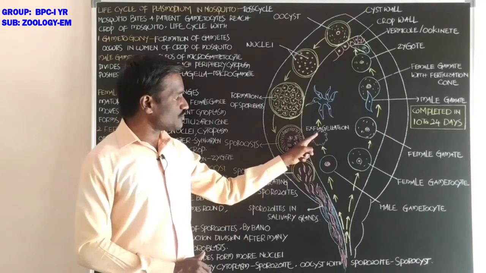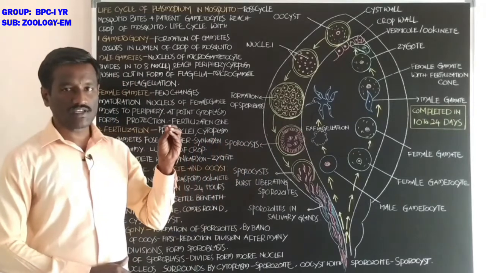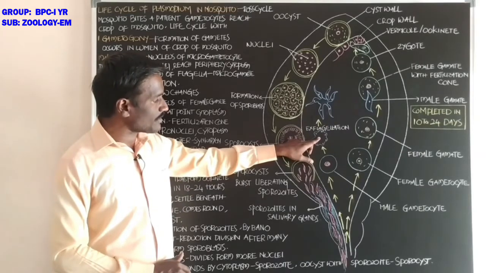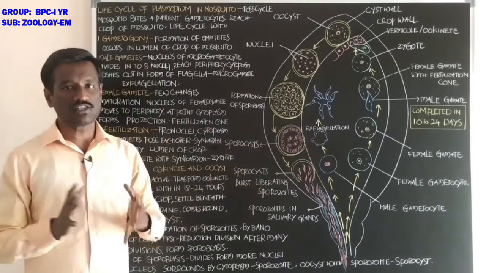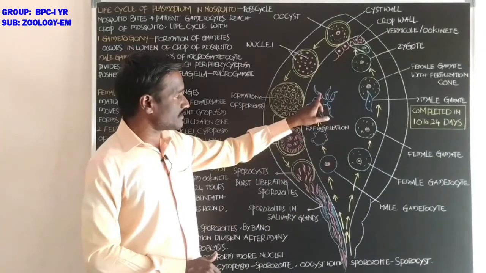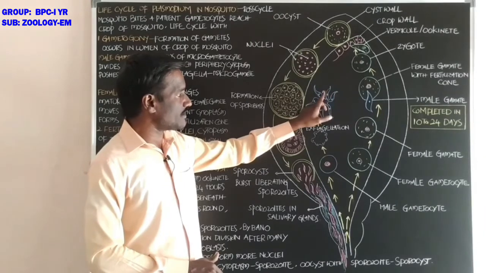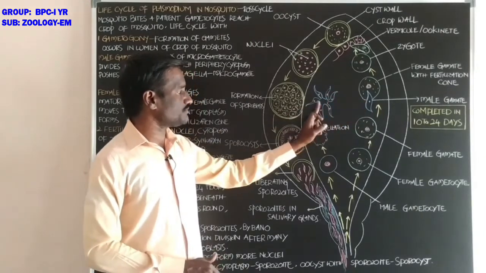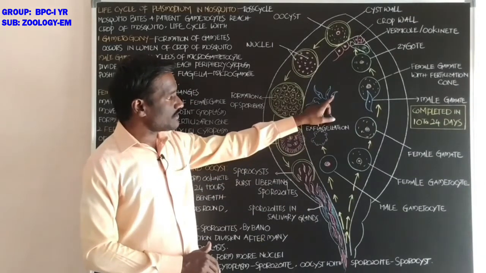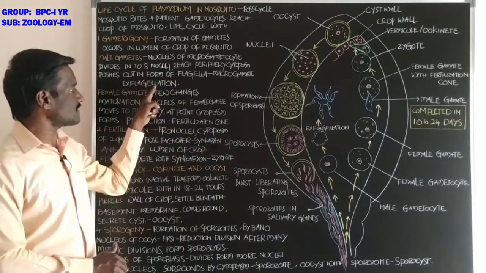Each flagella-like process combines with a single nucleus, and leaves the gametocyte showing a lashing movement like a flagellum, and forms the male gametes. Each one forms one male gamete. These are the male gametes, students. This process of each flagella-like process leaving the male gametocyte is called exflagellation.